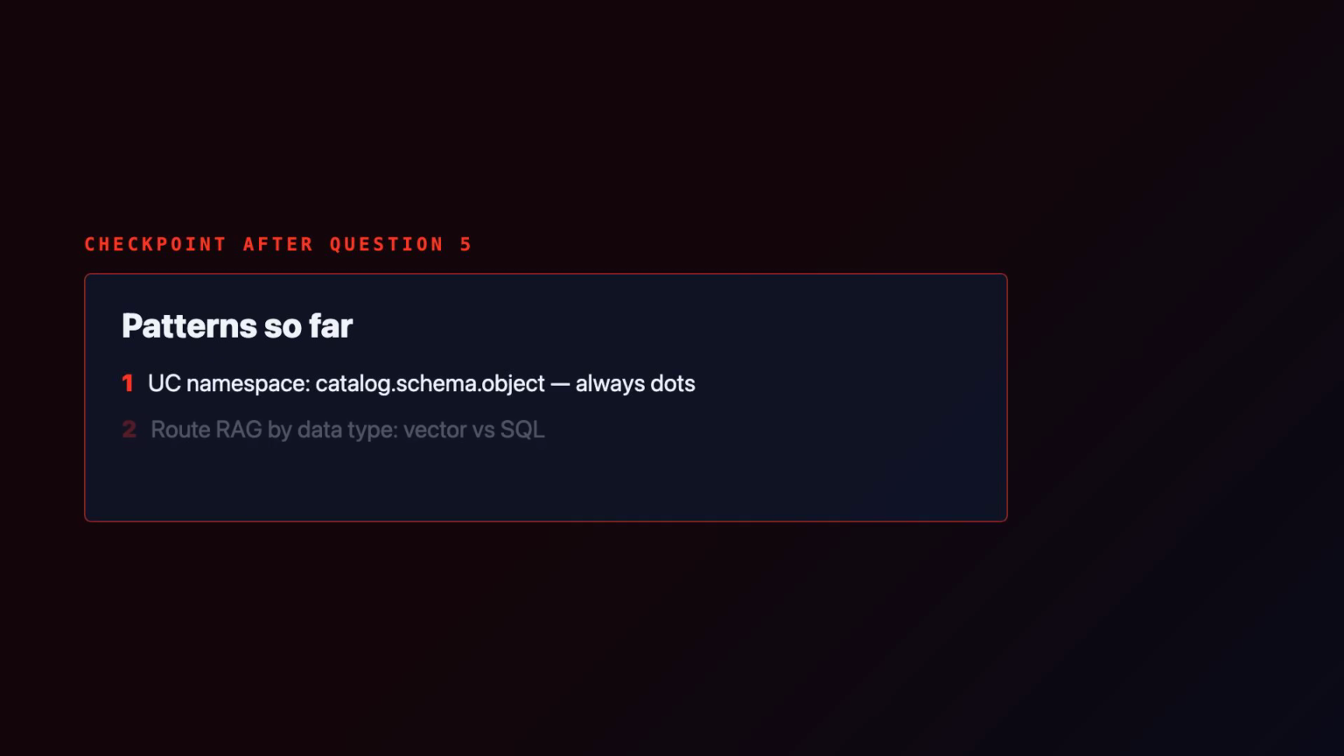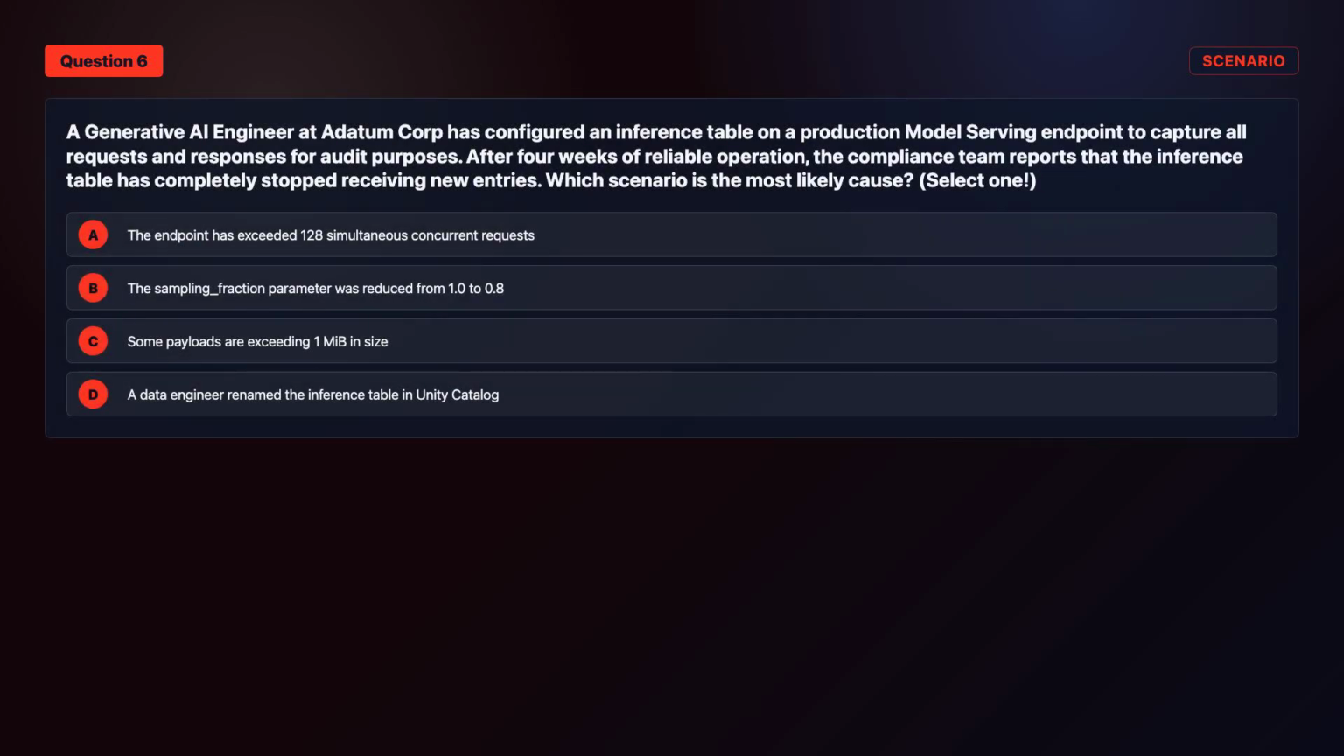First 5 questions established Unity Catalog's delimited namespace rules, RAG routing by data type, and Gemini 2.5 Flash as the only FMA model with native video ingestion. Keep your focus here. Question 6. Reason from the scenario.